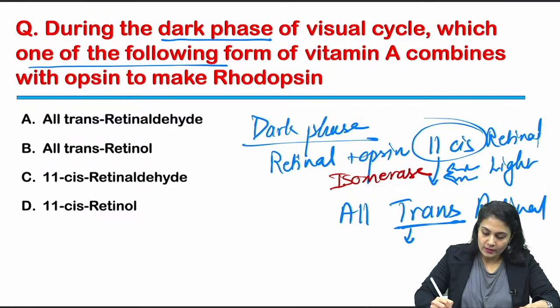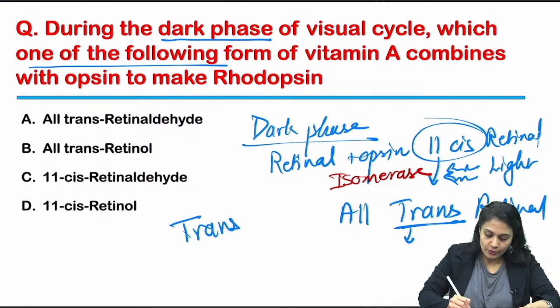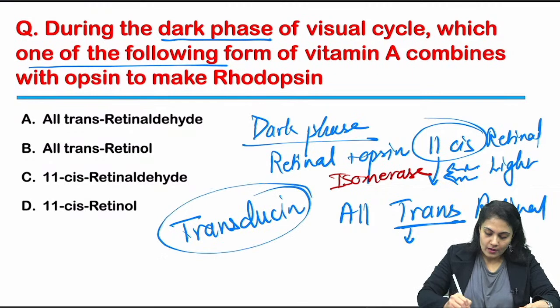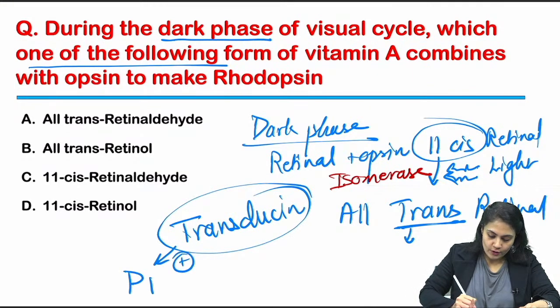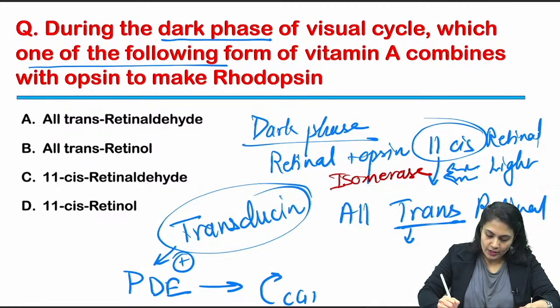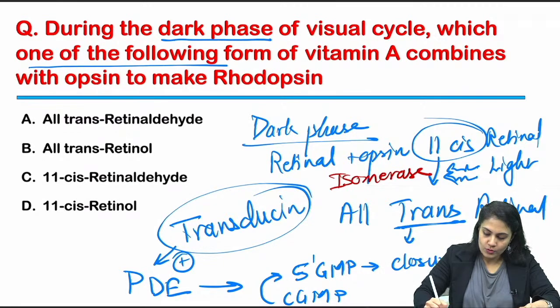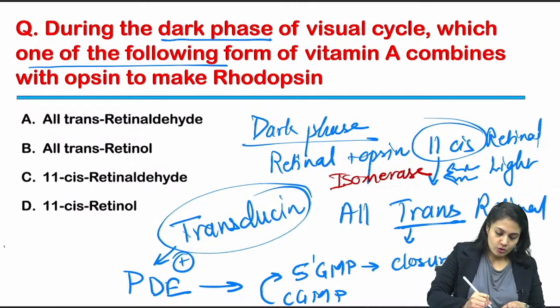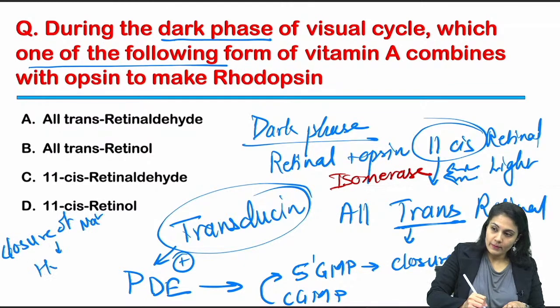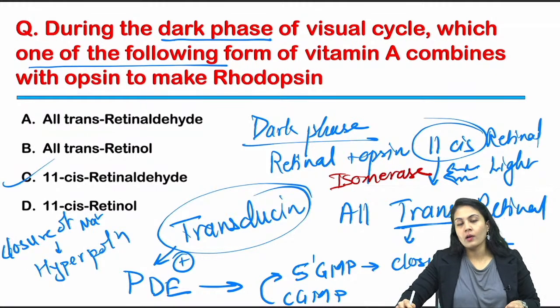And that all-trans retinal is going to stimulate something known as transducin. Transducin will cause the activation of phosphodiesterase that will break down the cyclic GMP into 5-GMP. That will cause the closure of sodium channels and the cell will be hyperpolarized. Closure of sodium will cause hyperpolarization. Yes, you all are right. It's the 11-cis retinol.